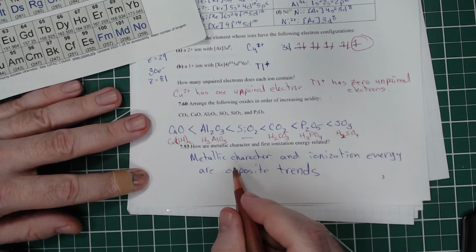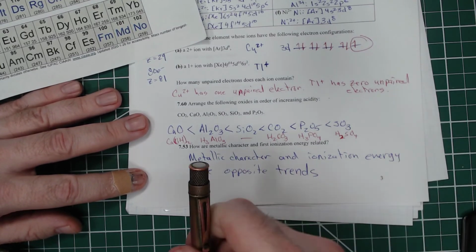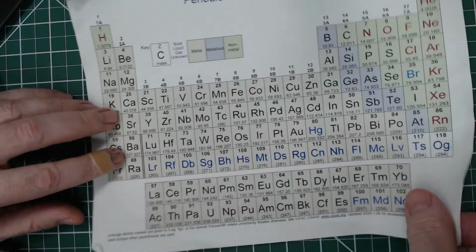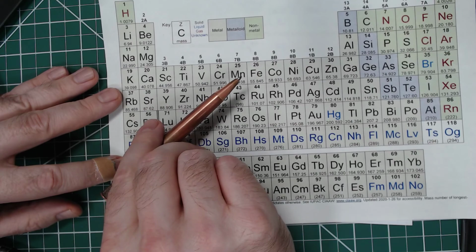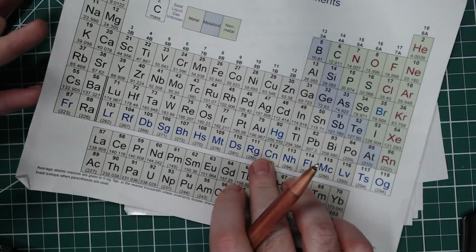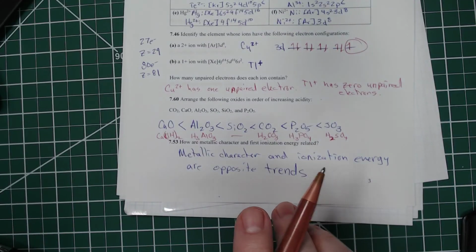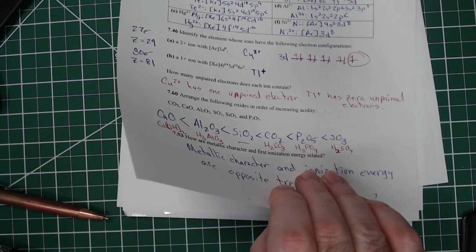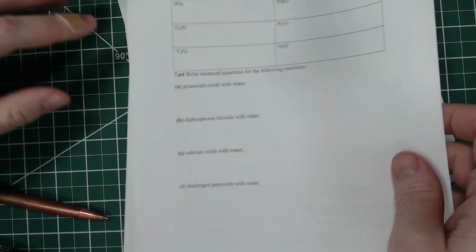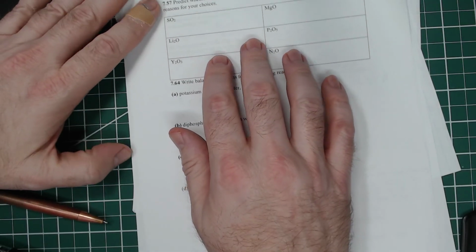All right, so again, metallic character increases as you go down and to the left, and then ionization energy increases as you go up and to the right. So they are opposite. I'm not going to say that they are an inverse relationship, even though they are opposite, because inverse has a mathematical meaning that's not quite true for those two things.